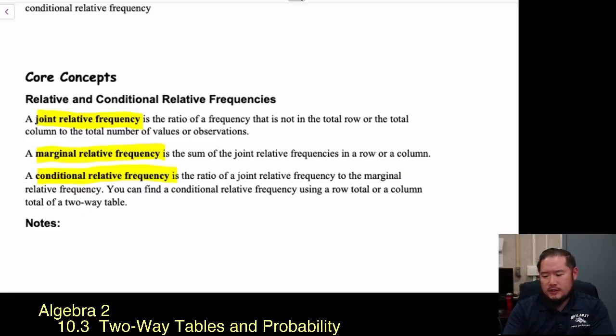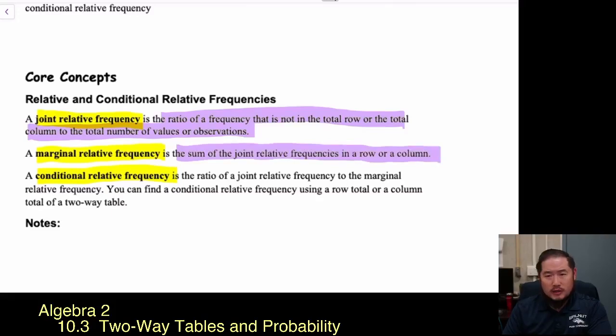The joint relative frequency is a ratio of a frequency that is not in the total row or the total column to the total number of values or observations. The marginal relative frequency is the sum of the joint relative frequencies in a row or column. The conditional relative frequency is the ratio of the joint relative frequency to the marginal relative frequency. You can find the conditional relative frequency using a row total or a column total of a two-way table.